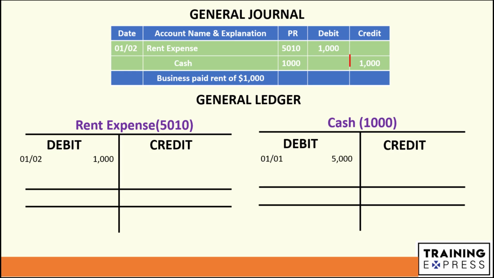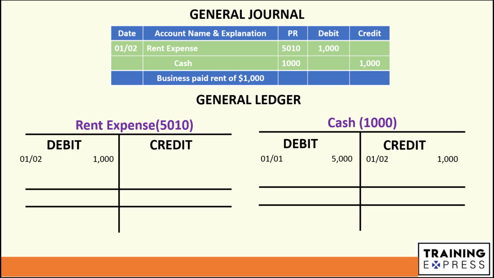Similarly, cash is credited by $1,000 and we will credit cash by $1,000. Remember, on the debit side, $5,000 is already appearing, and that is coming from the transaction number 1. And this process will continue. So now what we can do, we can look at the posting process again here.